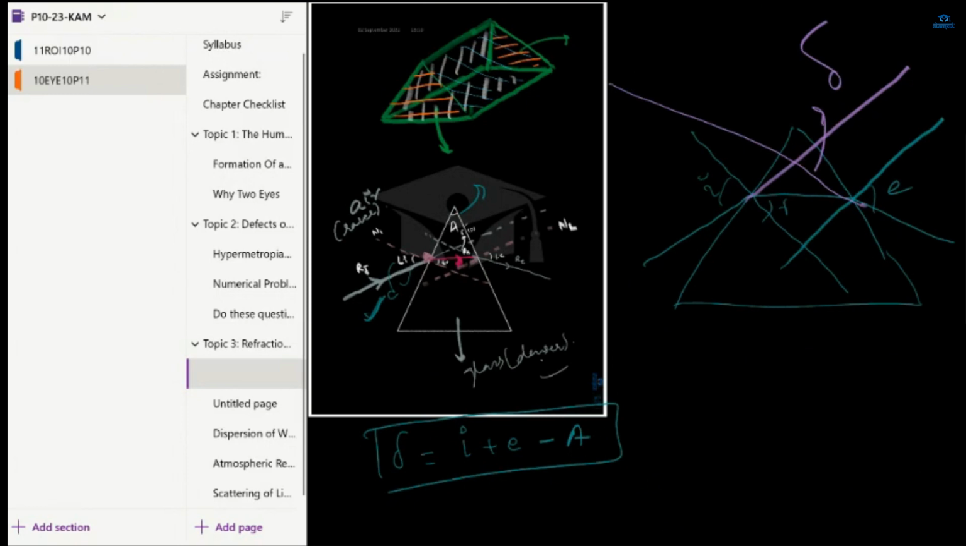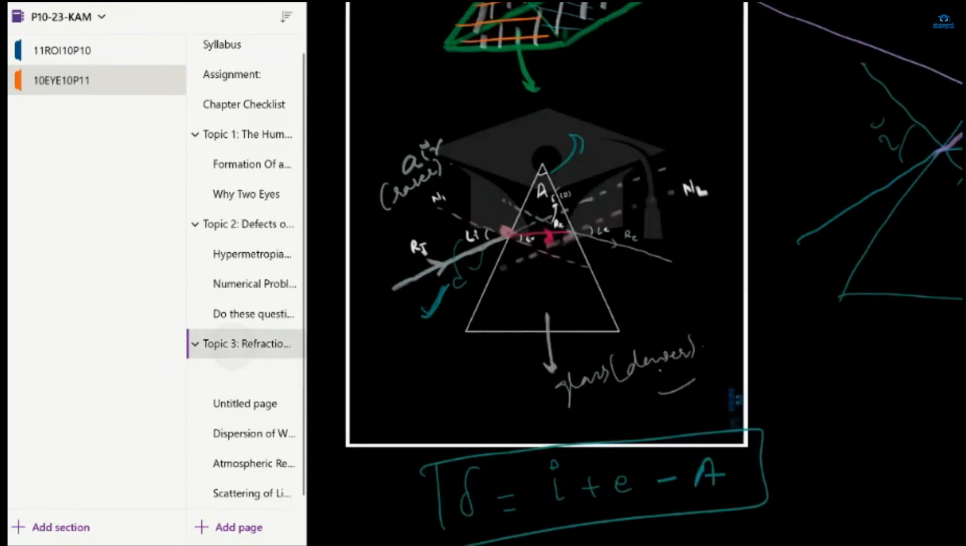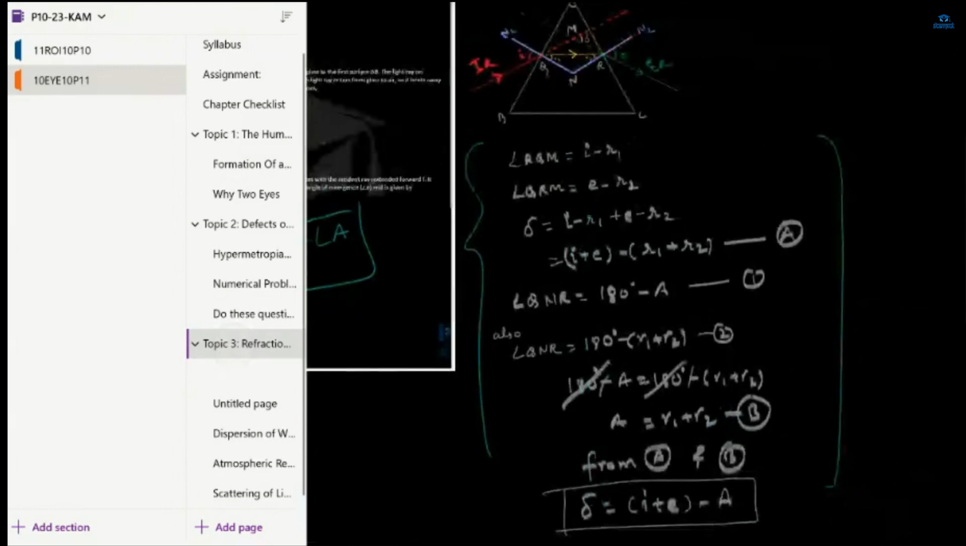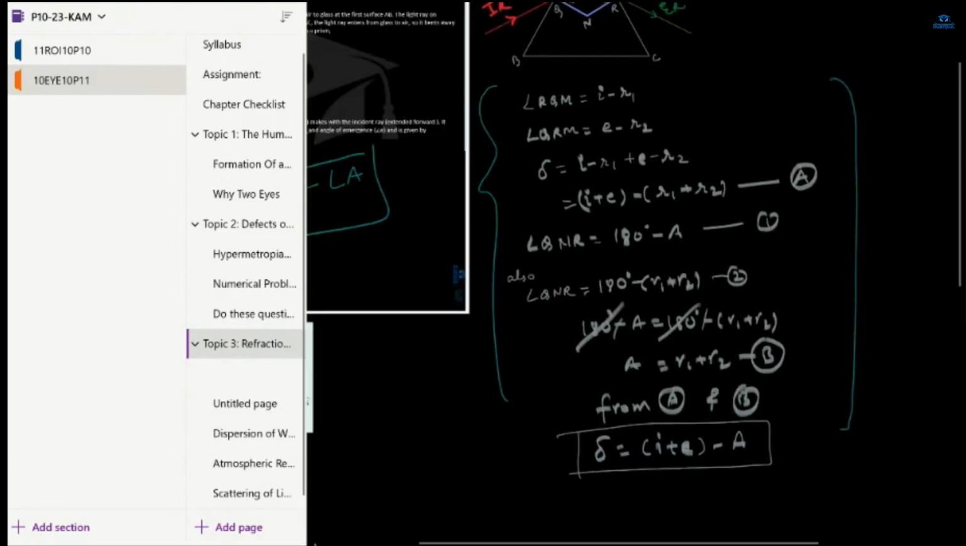Up to this, clear or not? Yes or no? Rudra, clear? Do you want me to make you understand this derivation? If yes, say yes. Tell me, Rudra. Yes, ma'am. Do you want me to explain this derivation? Because this is not coming in the exam, but still, if you want it, I will explain. No, ma'am. Sorry. Okay, because we have very little time.